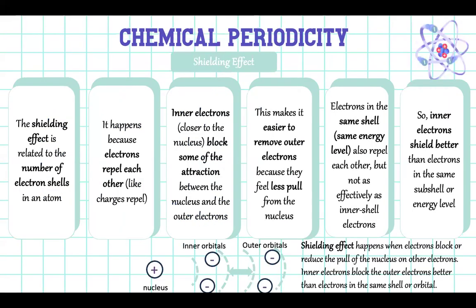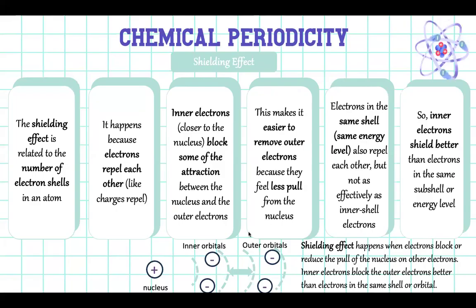Shielding effect. The shielding effect is related to the number of electron shells in an atom. It happens because electrons repel each other, like charges repel. Inner electrons closer to the nucleus block some of the attraction between the nucleus and the outer electrons. This makes it easier to remove outer electrons because they feel less pull from the nucleus. Electrons in the same shell, the same energy level, also repel each other, but not as effectively as inner shell electrons. So, inner electrons shield better than electrons in the same subshell or energy level.